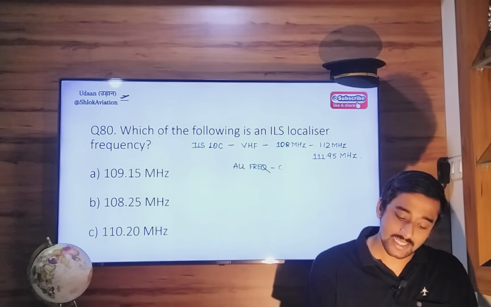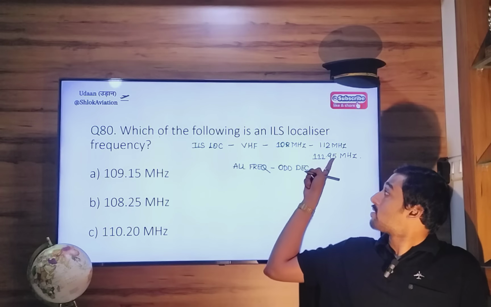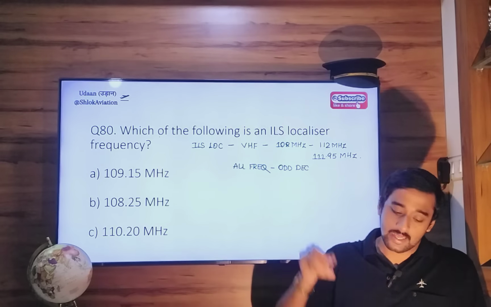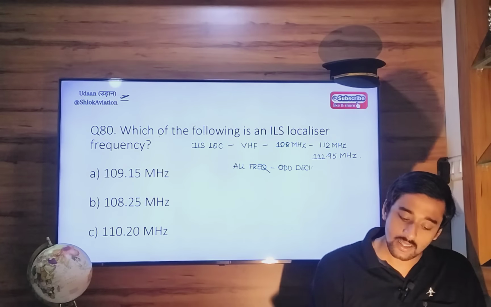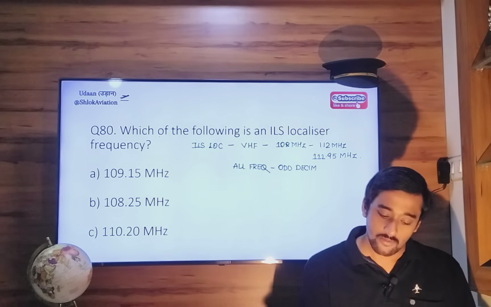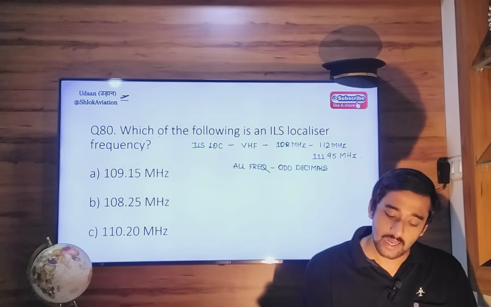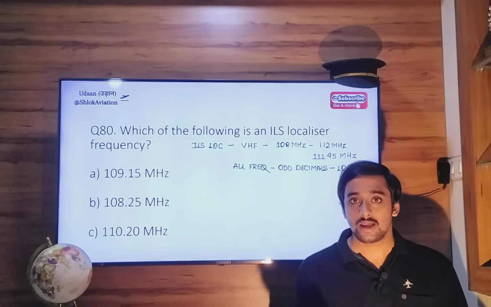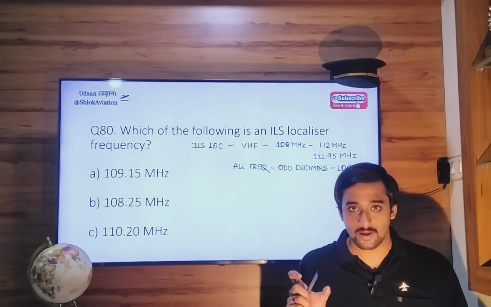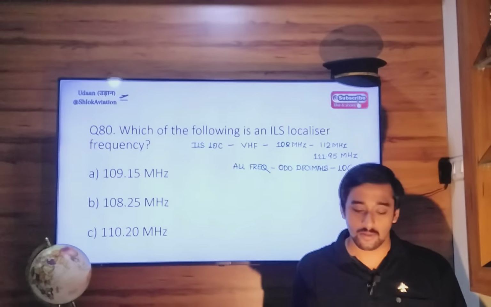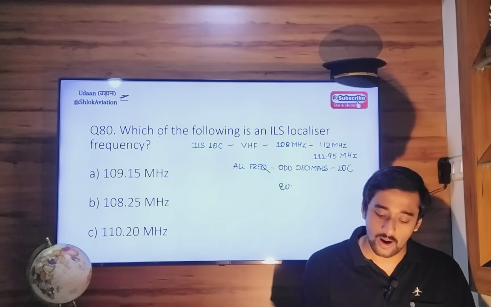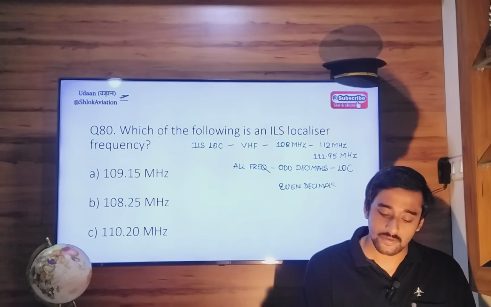All frequencies with odd decimals, like 0.9, 0.3, 0.5, falling in this frequency band belong to the ILS localizer. Other frequencies falling in this band with even decimals belong to VOR.